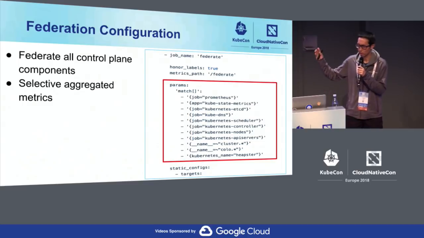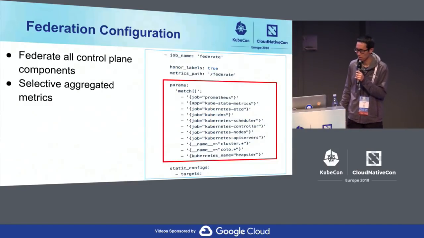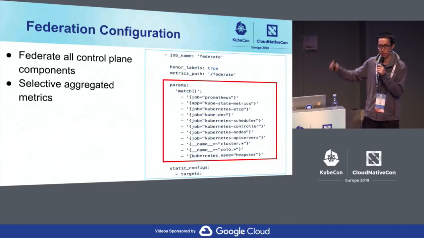And you can also see that we scrape data with the name starting with either cluster or Colo. Colo means collocation. It just refers to our data center. So these are the aggregation rules that we created. So we also scrape them here.